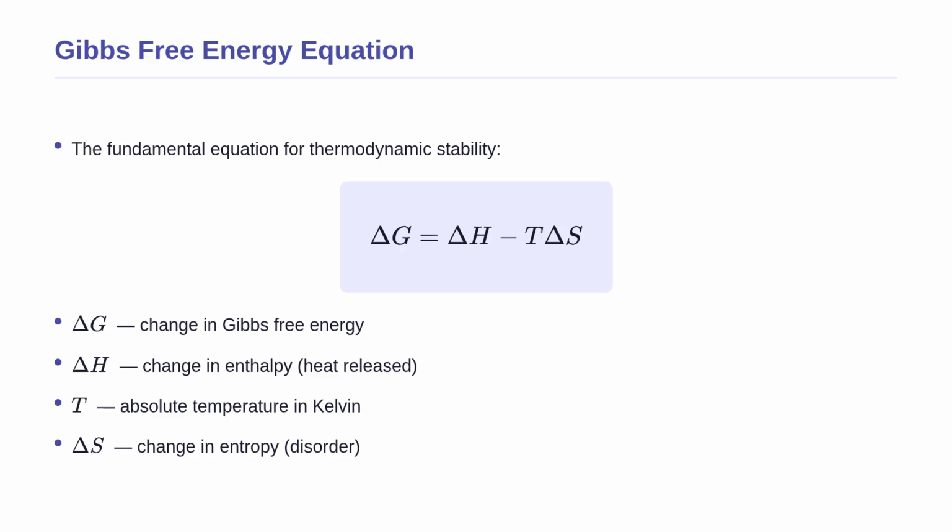Finally, delta S represents the change in entropy, measuring the disorder in the system. Because folding restricts movement, delta S is negative, which opposes folding. The energy gained by forming strong bonds must be large enough to overcome this loss of flexibility.